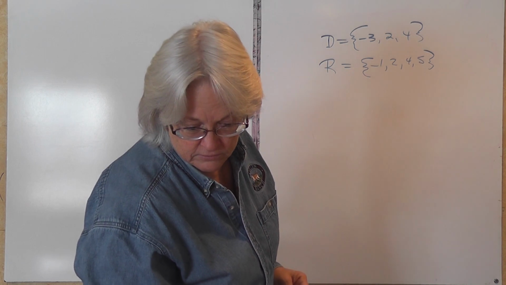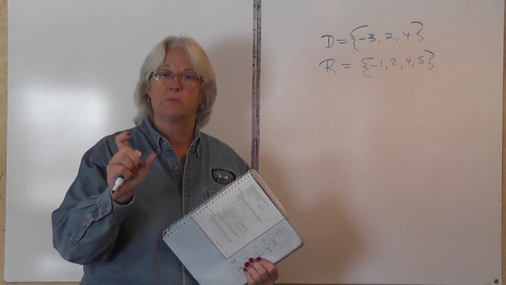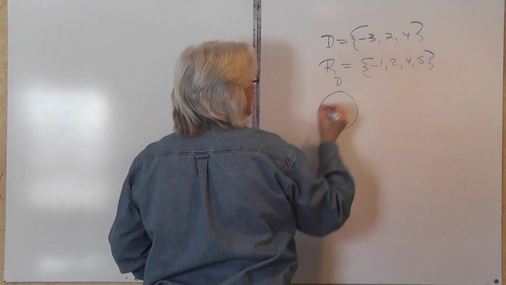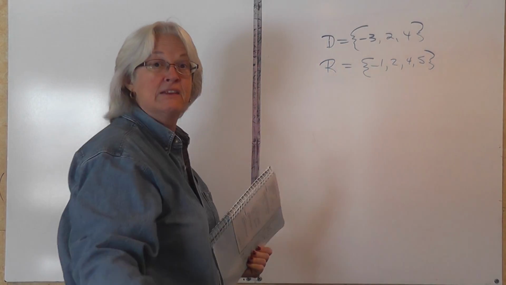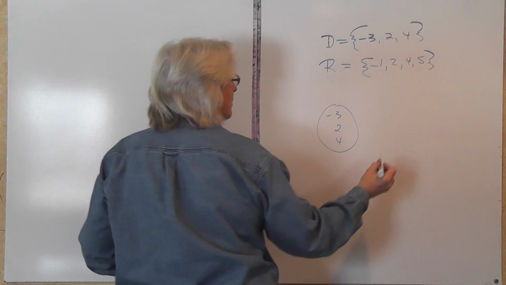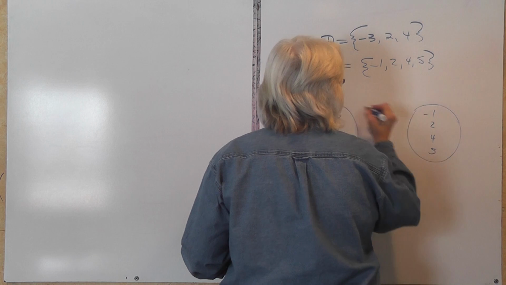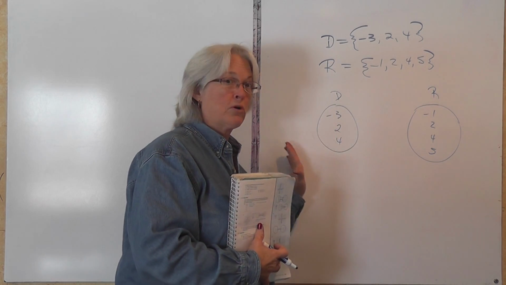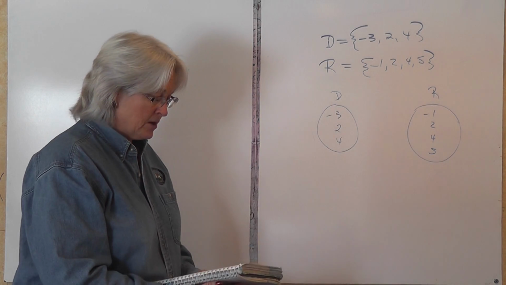Now, there's a way that you can illustrate the relationship, those ordered pairs, when all you have is the domain and the range. And these are circle graphs. First, you're going to have the domain in the first circle. You're going to have the range in the second circle. So in our domain, we have -3, 2, and 4. And in our range, we have -1, 2, 4, and 5. We're going to label those always domain and range, but when you draw these circle plots here, the domain always is first. And to the right of the domain, we're going to show the range.